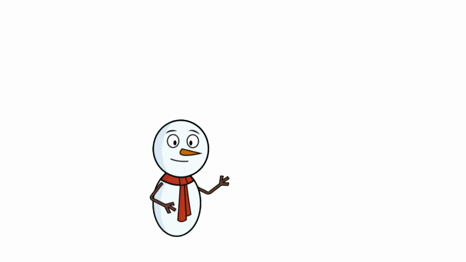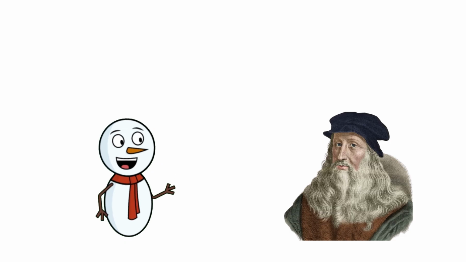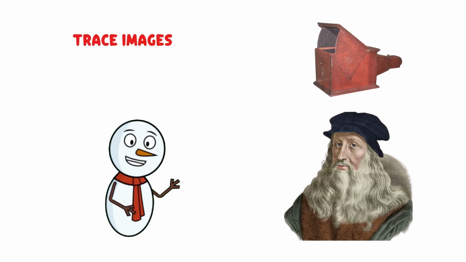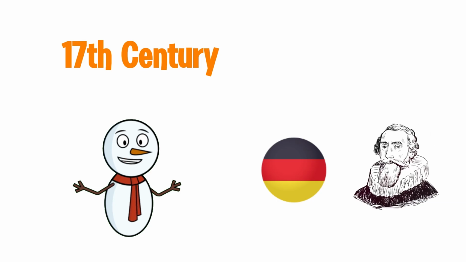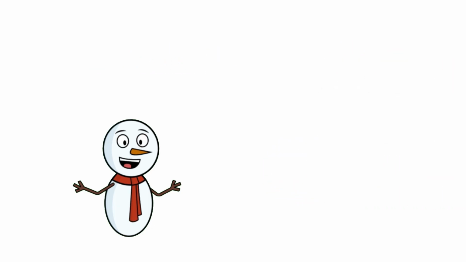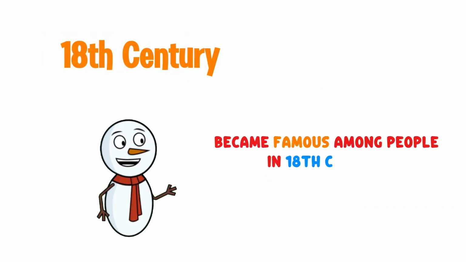After this invention, many artists like Leonardo da Vinci and Johannes Kepler refined the concept, used the camera obscura to trace images and create fine art. In the 17th century, a German mathematician and astronomer, Johannes Kepler, introduced a lens to the camera obscura, which improved image clarity and brightness. By the 18th century, portable versions with mirrors and screens became famous among artists and scientists.